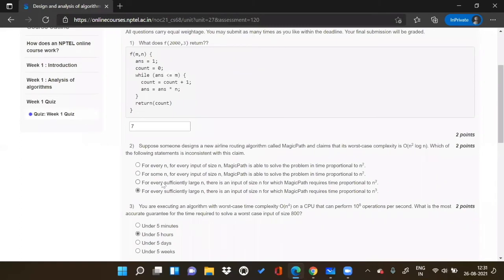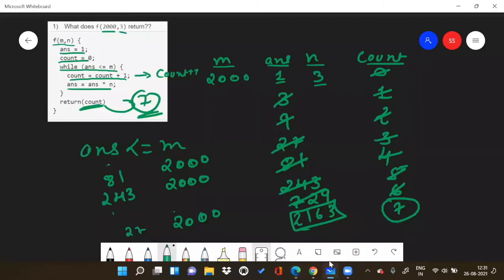Okay, moving ahead. The next problem says that suppose someone designs a new airline routing algorithm called Magic Path and claims that its worst-case time complexity is order of n square log n. Which of the following statements is inconsistent with this particular claim? Before starting with the options given to us, I would like to give you a few insights about what worst-case complexity is. I'll just quickly clear this up.